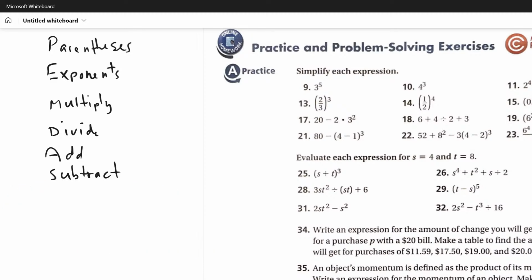Number 13 is 2/3, and the whole thing is taken to the third power. So what that means is simply 2/3 times 2/3 times 2/3.